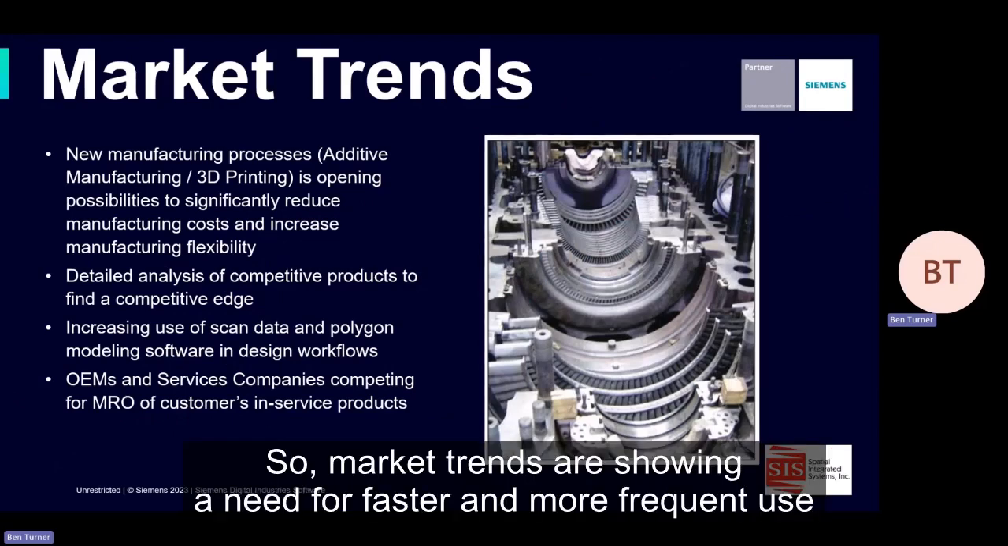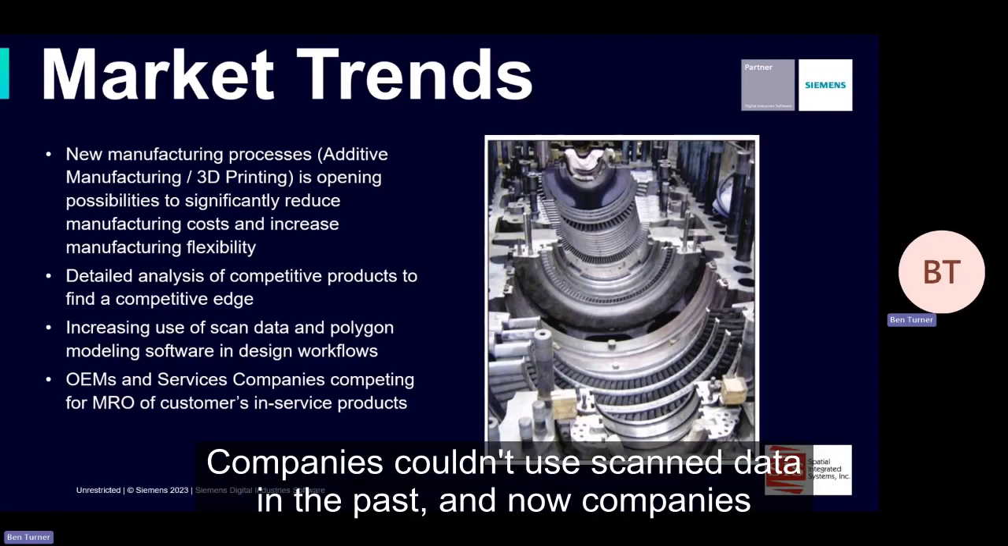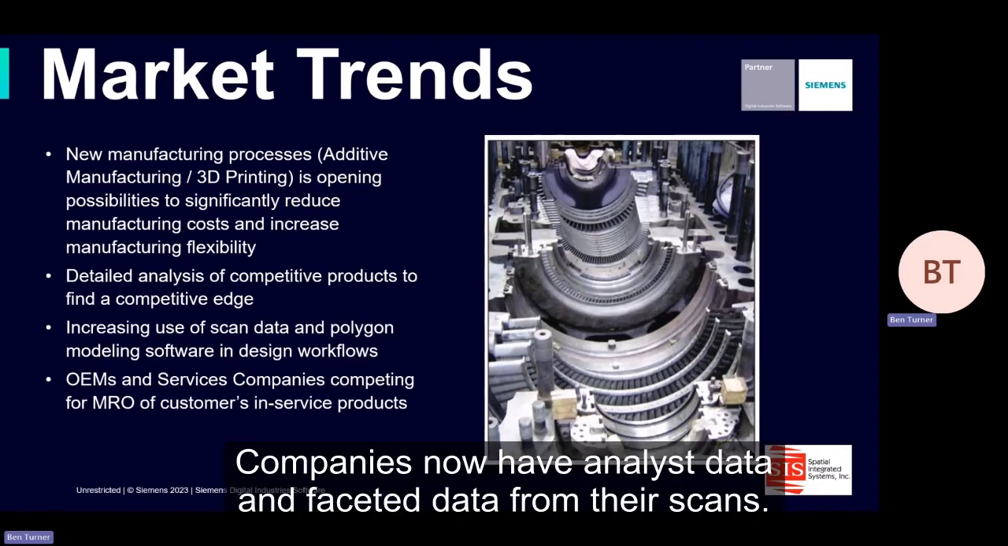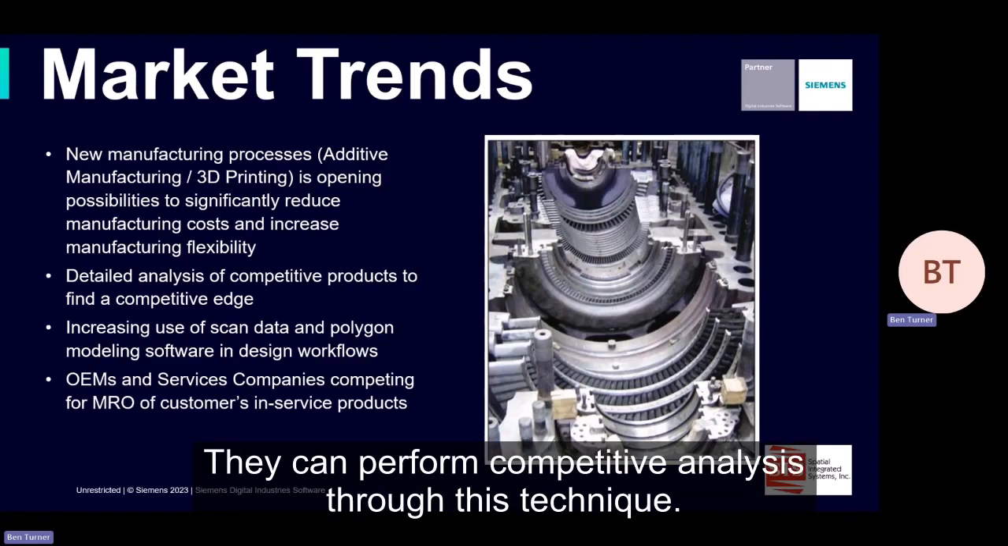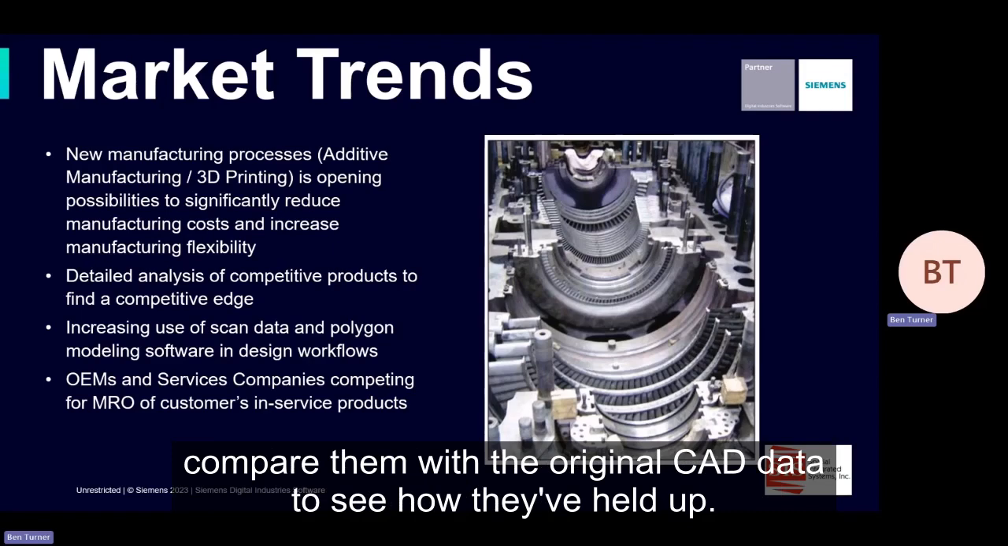So, market trends are showing a need for faster and more frequent use of scan data within companies. Companies couldn't use scan data in the past, and now companies are scanning data in the shop. Companies now have analyst data and faceted data from their scans. They can perform competitive analysis through this technique. Companies can also scan parts which have been out in the field and compare them with the original CAD data to see how they've held up.